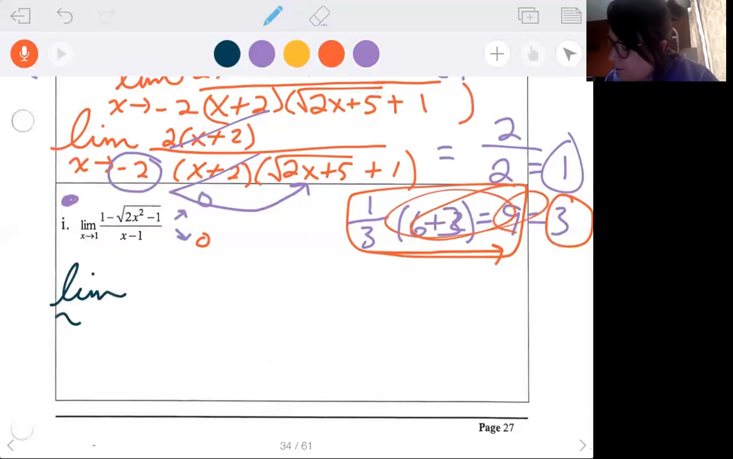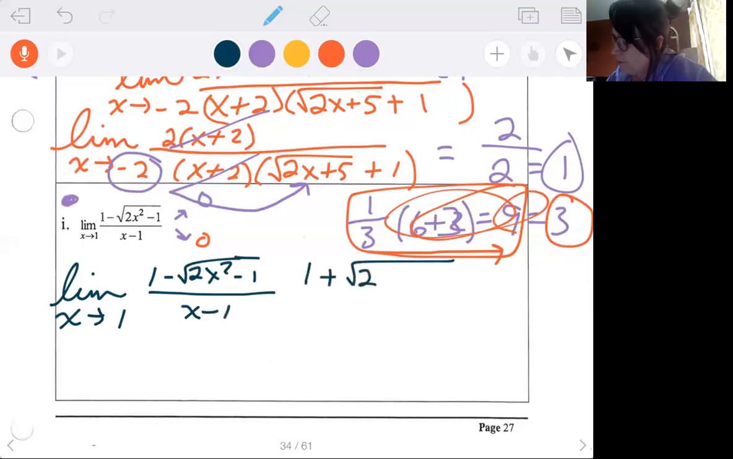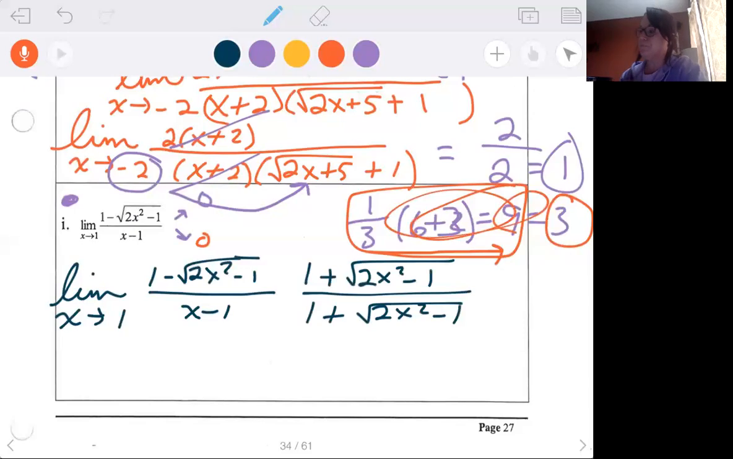So my limit as x approaches 1 from both directions, or from the right or from the left, it wouldn't have mattered. We have to multiply the top and bottom by the conjugate, and again, it's in the numerator, but it's because that's where the root is. So we multiply by 1 plus root 2x squared minus 1 over 1 plus root 2x squared minus 1. All right, and you would have continued from there.